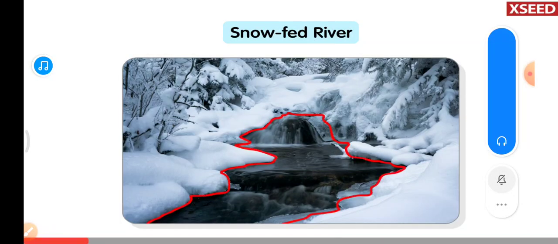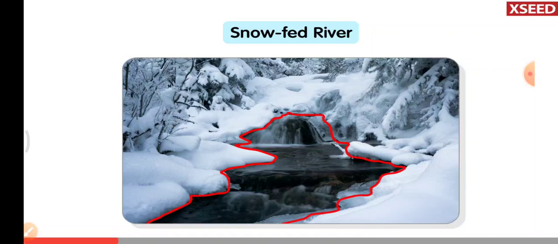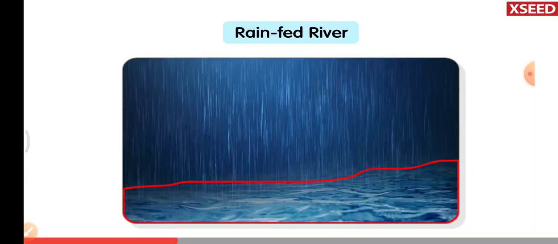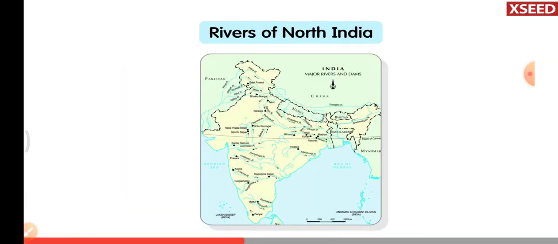Snow-fed rivers receive water from the snow melting on mountains. Rain-fed rivers receive water from rains. Rivers flowing through northern India are both snow-fed and rain-fed and have water throughout the year. Rivers flowing through southern India are rain-fed and may dry up when it does not rain.